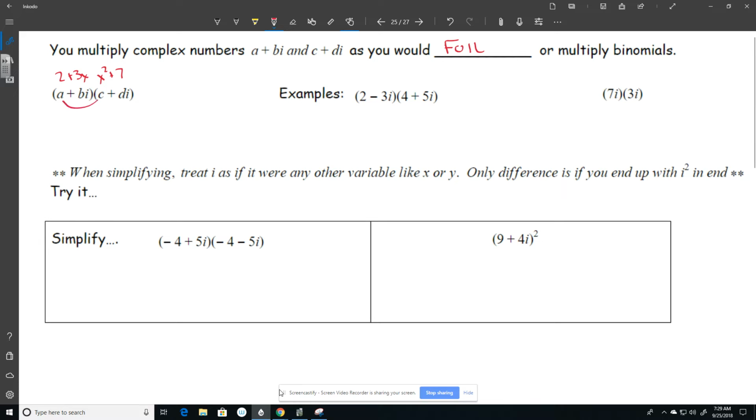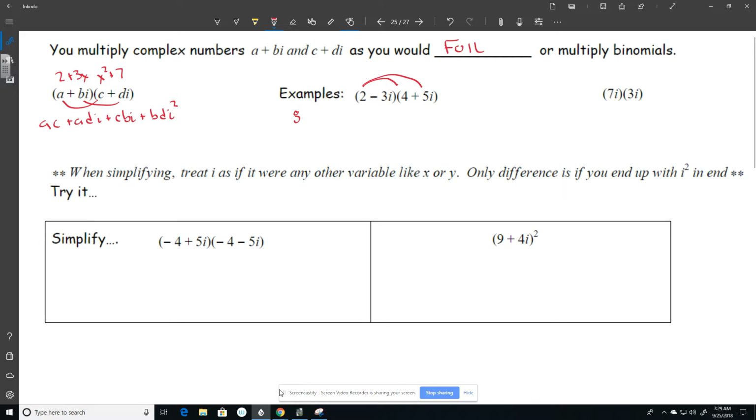I would take my a times my c, and then I would take my a times the di, so that would be a times di. And then I take the bi times c, which becomes cbi, and then I take the bi times the di, which becomes bdi squared. So let's do a couple examples, then I'll let you try it. So we just FOIL. 2 times 4 is 8.